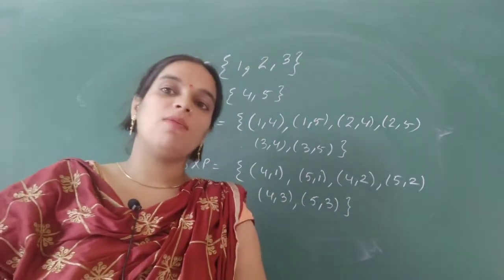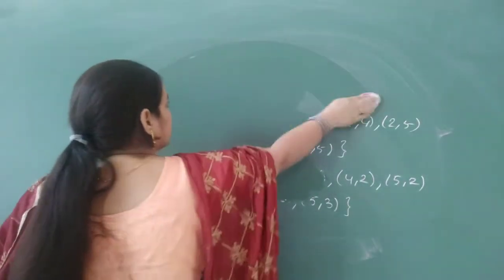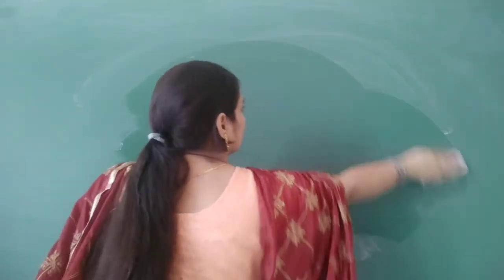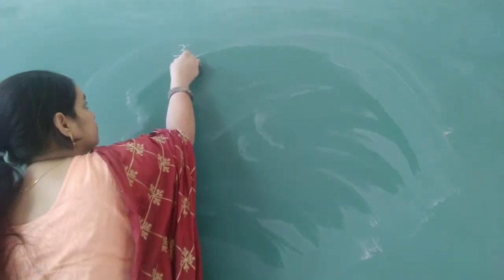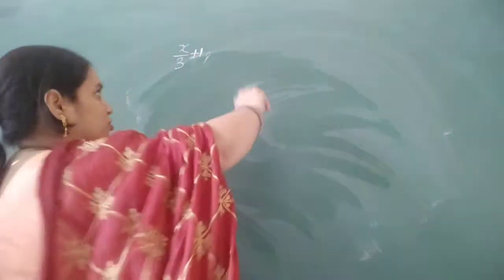Let's talk about exercise questions. In question number 1 of exercise 2.1, we are given two ordered pairs with an equal sign between them, and we have to find the values of x and y. The first ordered pair has the elements x divided by 3 plus 1, and the second element of the first ordered pair is y minus 2 divided by 3.